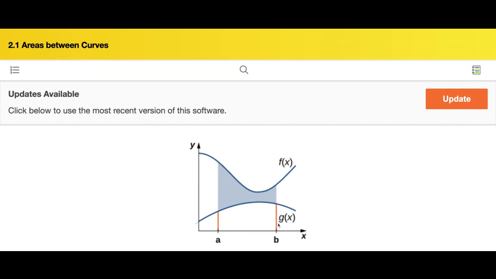So it's just the area of this, subtract the area of this, and then we get the area of this irregular shape. So that's the idea.